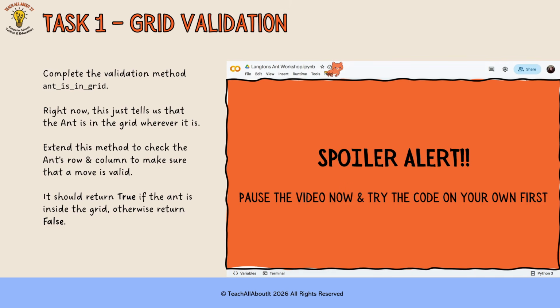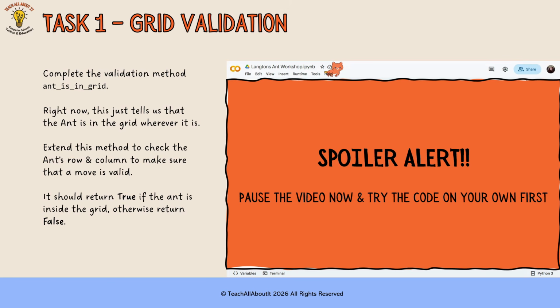So task 1 is a validation task, and what we're going to do is we're going to look for the method ant is in grid. So right now ant is in grid is simply returning true. That's all it's doing. So wherever that ant happens to be, we are going to be told the ant is absolutely on the grid, even if it has wandered off right off of the screen. So what you're going to do is to take the downloaded code, extend the ant is in grid method to check the current ant's row and column.